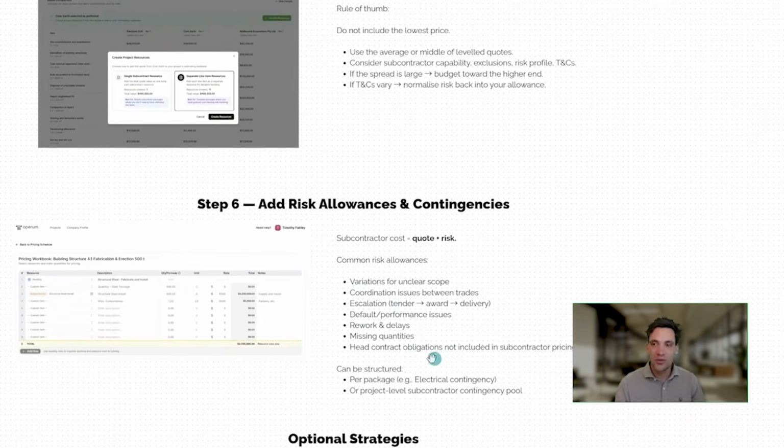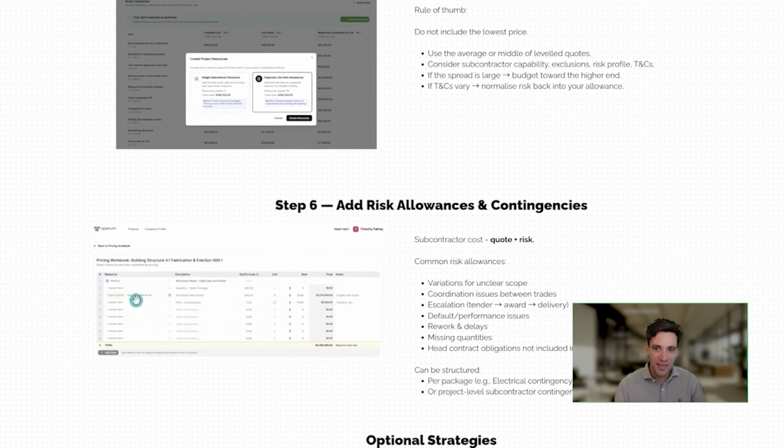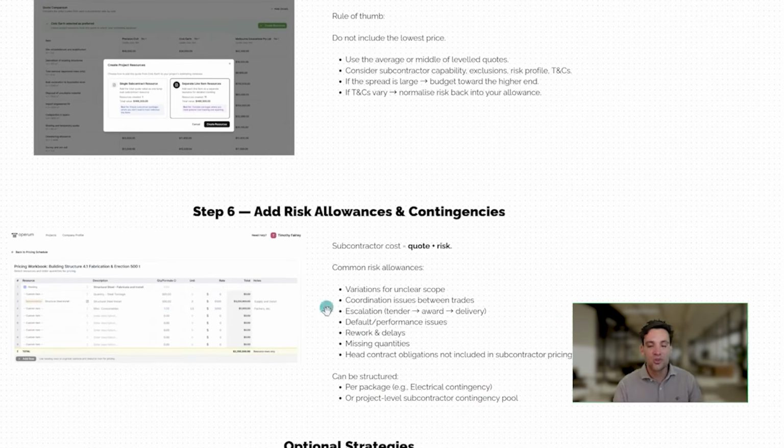You can use a different approach where you have common risk allowances across all packages for things like variations, coordination issues, escalation, default performance issues, rework and delays, missing quantities, head contract obligations not included in pricing items. These sorts of common risk allowances across subcontracts, I would typically include as a percentage allowance in my overall estimate. Where if you know there are specific gaps for specific packages, i.e. the missing consumables for the structural steel fabricate and install, you could include that directly in the structural steel package.